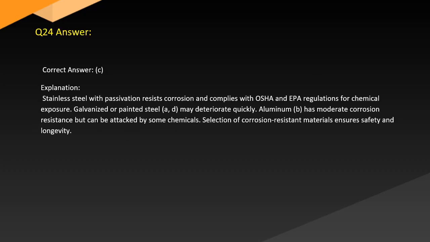Answer. Correct answer, C. Explanation: Stainless steel with passivation resists corrosion and complies with OSHA and EPA regulations for chemical exposure. Galvanized or painted steel, A, D, may deteriorate quickly. Aluminum, B, has moderate corrosion resistance but can be attacked by some chemicals. Selection of corrosion-resistant materials ensures safety and longevity.